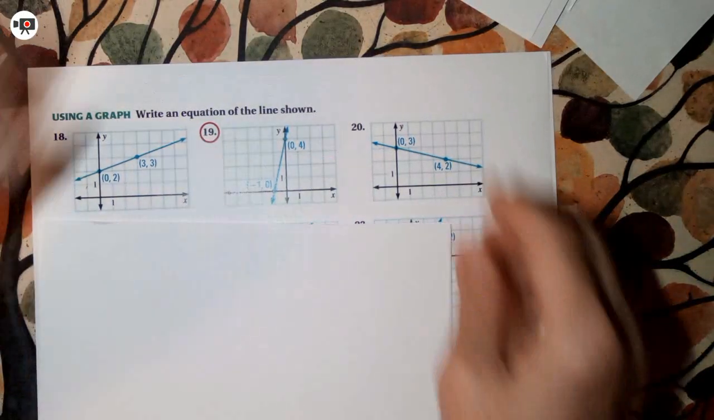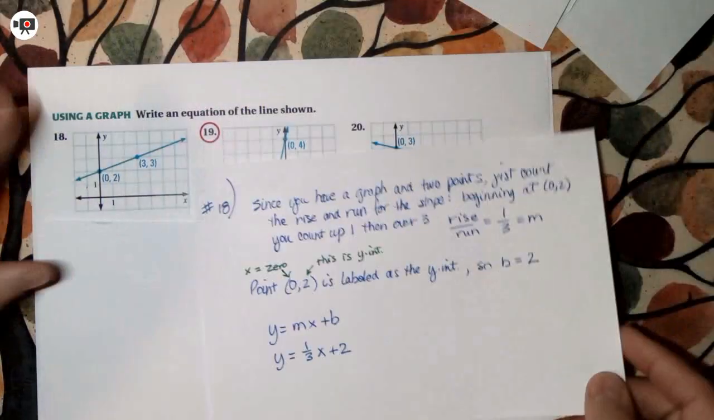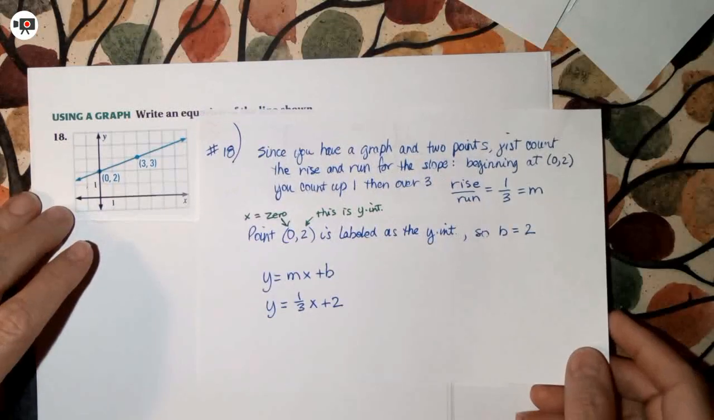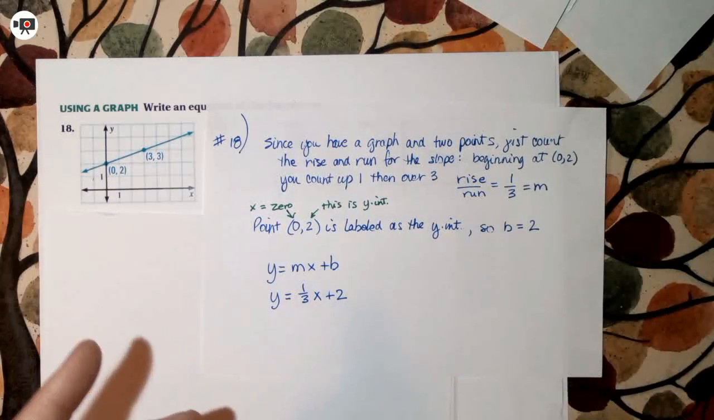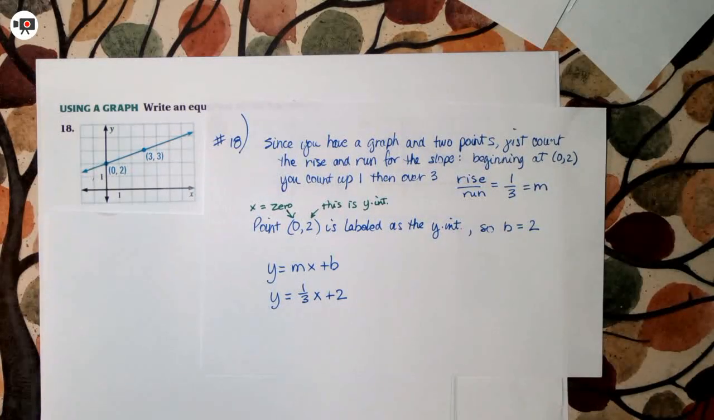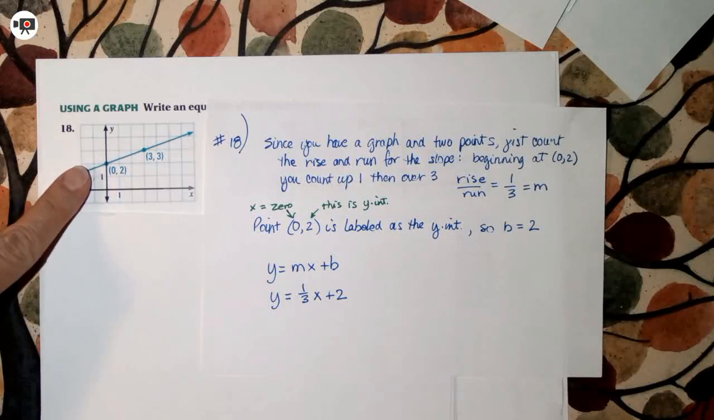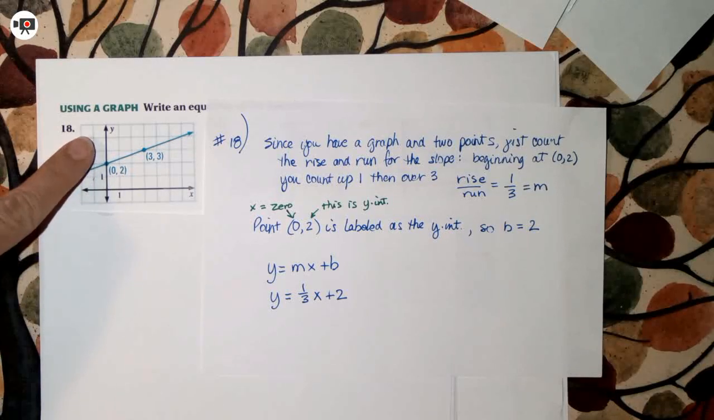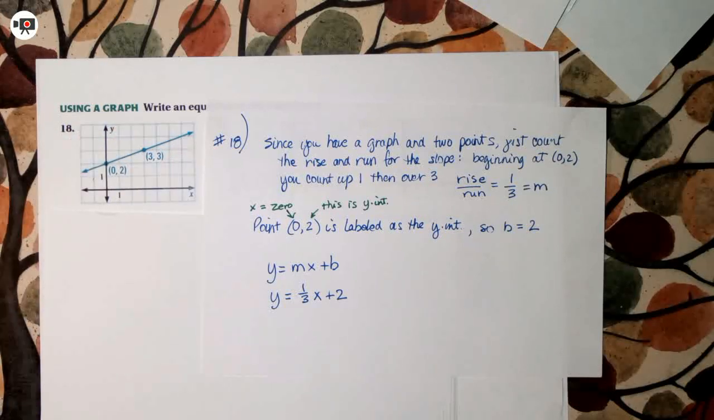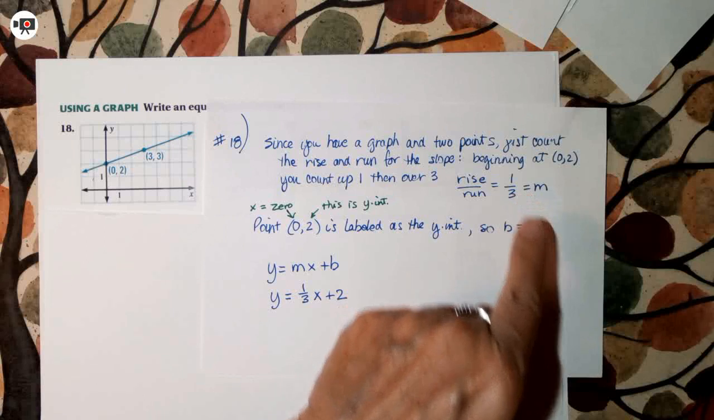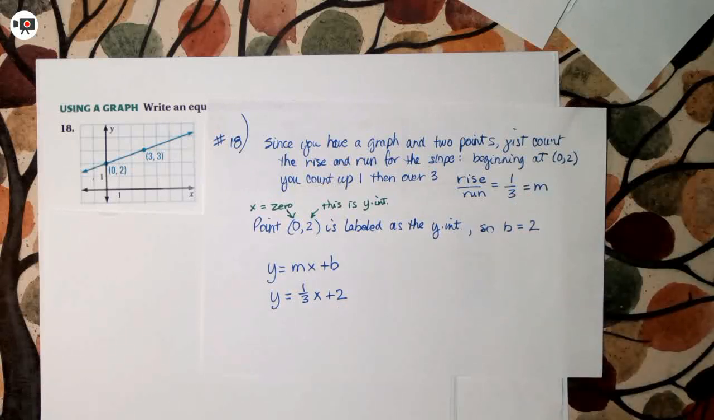Here, number 18. The instructions are to write an equation of the line shown. Since you've got a graph and you've got 2 points, just count the rise and the run. You can count either direction, it doesn't matter. I happen to start at 2, 0, so that's up 1, over 3 to the right. And I have a rise of 1, a run of 3, or a slope of 1/3.